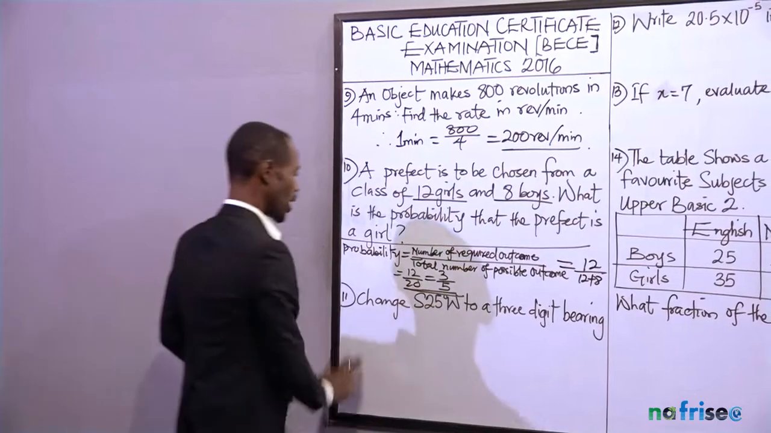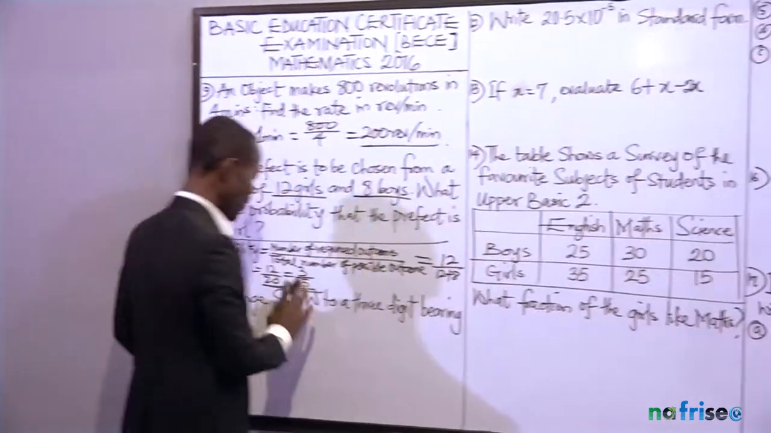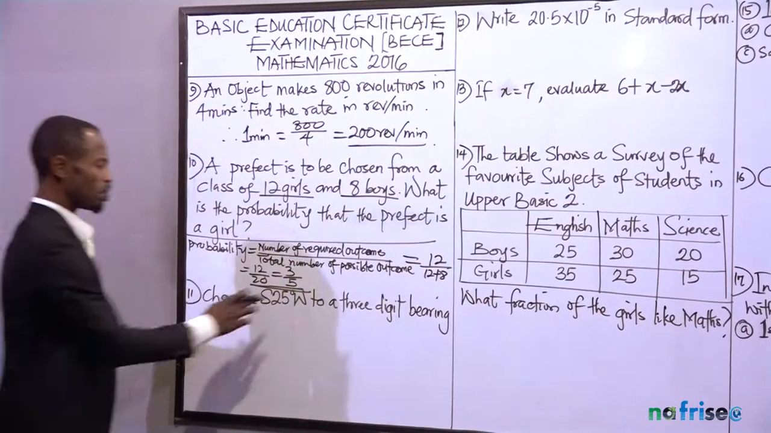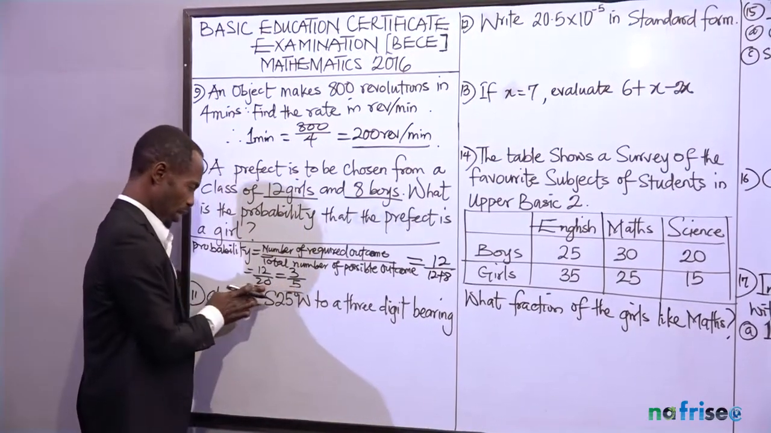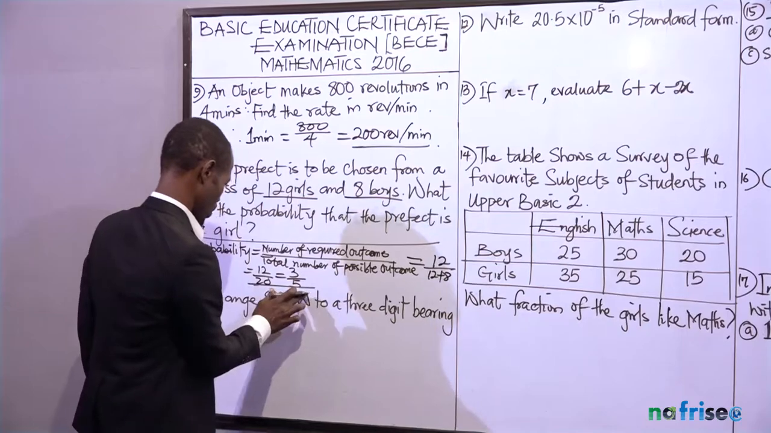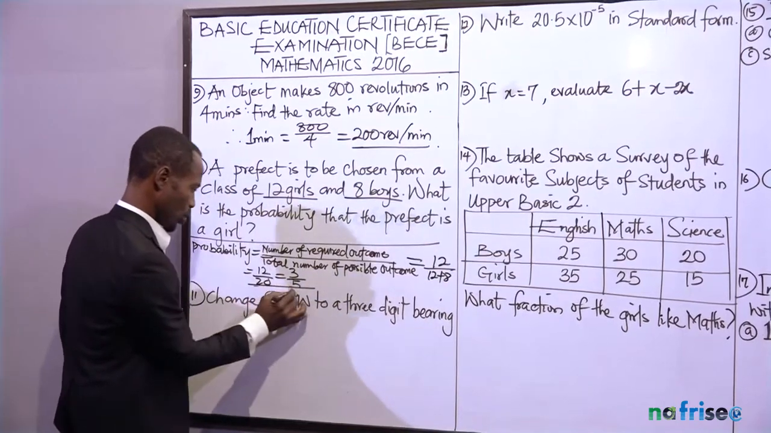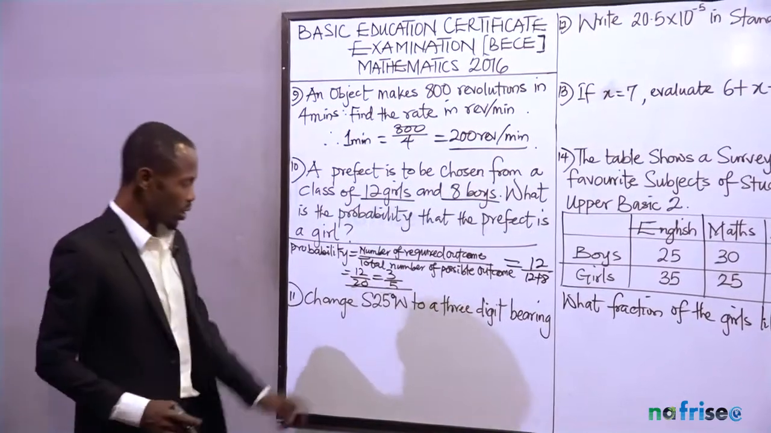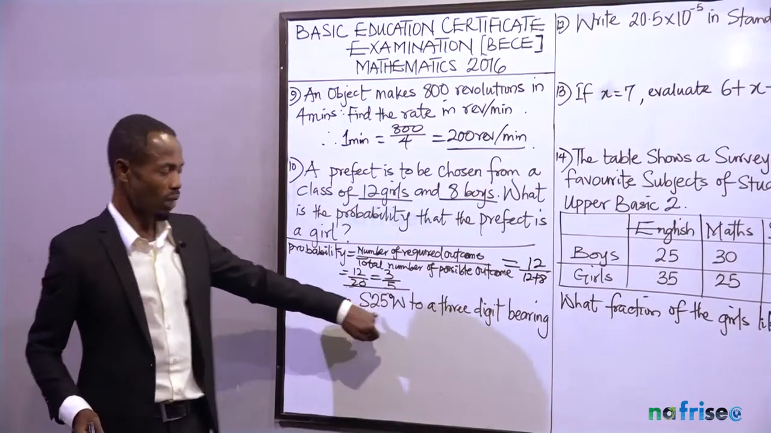All right, straight to number 11. They say change south 25 degrees west to a 3-digit bearing. Now, bearing and distance, you will meet as a topic in JSS2, but it is treated again in JSS3. Now, they use a compass bearing, south 25 degrees west.